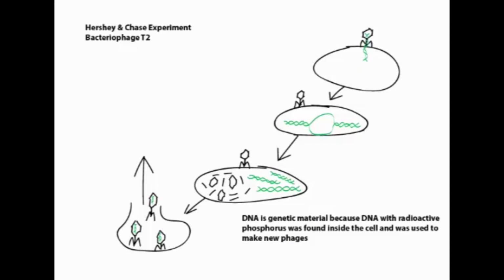This means that the mystery substance that gets transmitted into the E. coli and results in new bacteriophage production must be DNA. This was their conclusion. This discovery reinforced the prior work of Griffith that DNA is the genetic material.